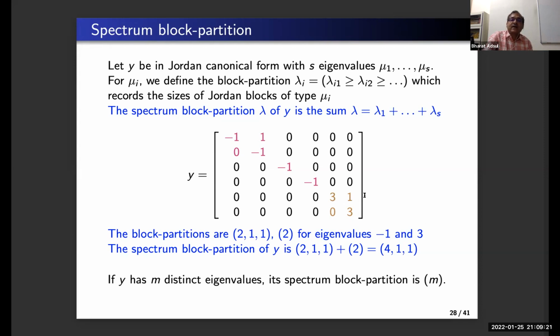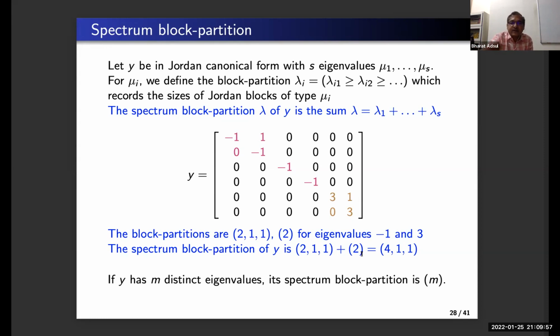I look at the eigenvalue 3, and there's only one Jordan block corresponding to eigenvalue 3, and it is of size 2. So the block partition for eigenvalue 3 is this 2, and then I just add them component-wise. So 2, 1, 1 plus 2: 2 plus 2 is 4. And then I associate a spectrum block partition to an arbitrary matrix Y. In this case, it will be 4, 1, 1. This is again a partition of M, and this is the combinatorial data that we are associating to this matrix Y.